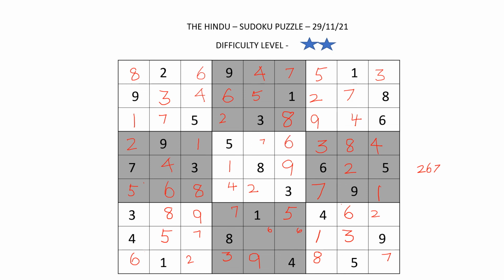Now coming to this, these are the only two numbers pending. So here this 6 blocks here. So the missing numbers here are 2 and 6. So this cell takes a 2. And this cell takes a 6. Fine, we have solved this puzzle.